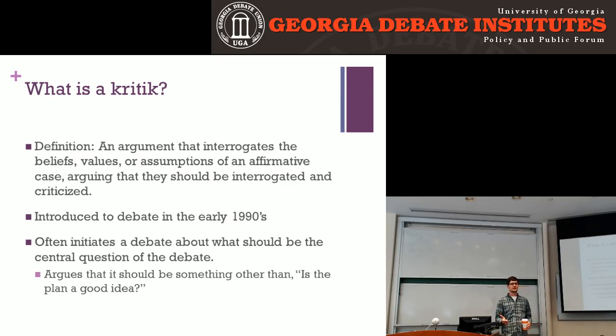The second argument they could present would be a disadvantage, where they would say doing the affirmative causes something bad to happen, so we ought not to do the plan. Okay, the third would be a counterplan, where we say doing the plan forgoes the opportunity to do something better, so instead we ought to pursue this alternative course of action that is competitive with the affirmative, right?